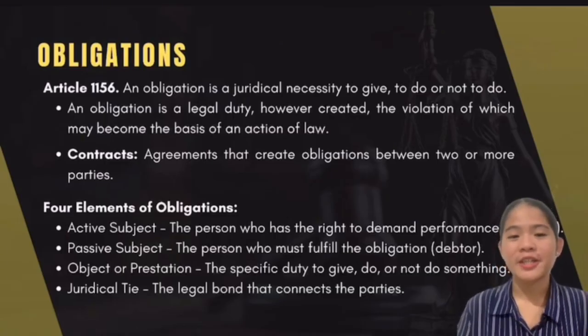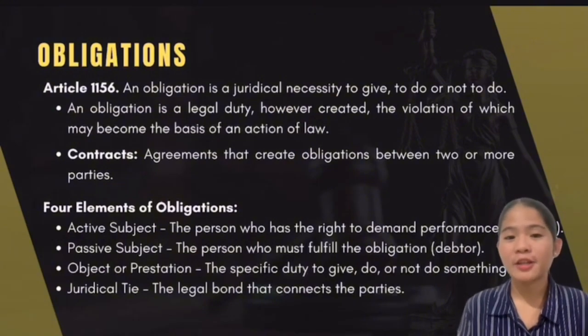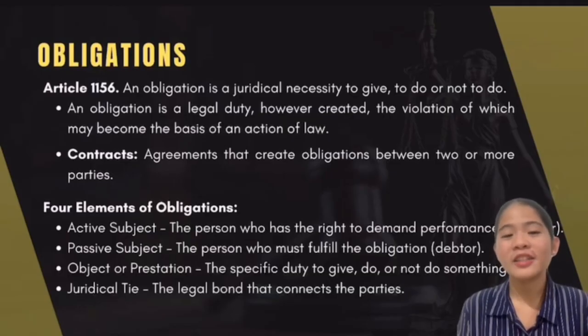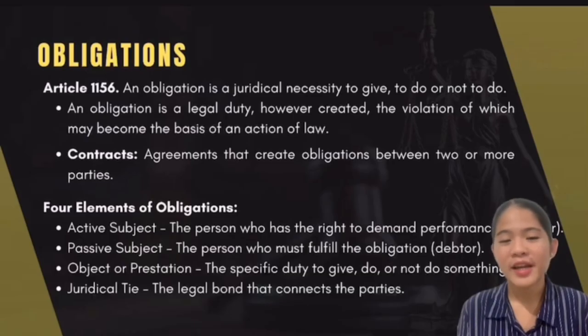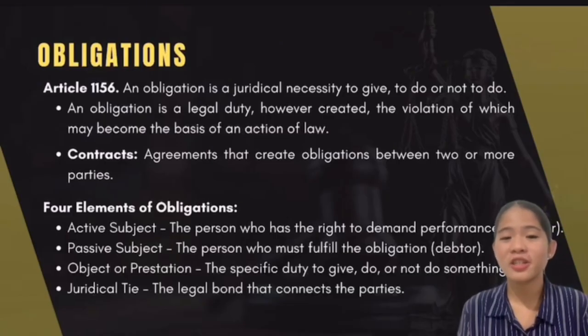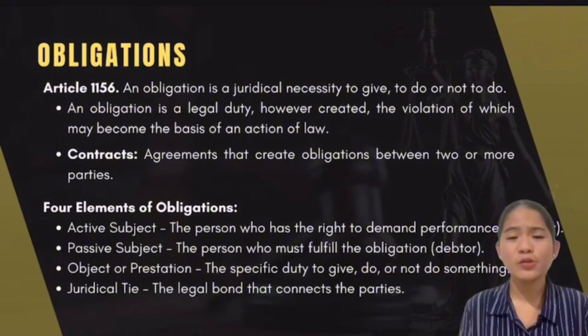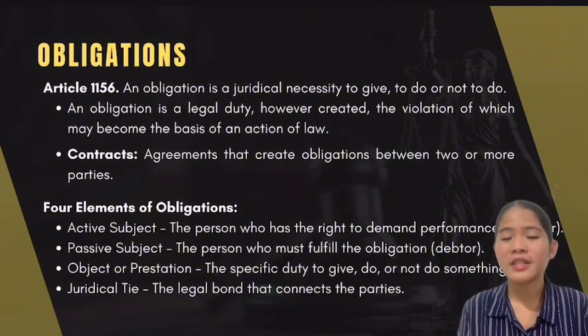Elements of an obligation. Every obligation has four key elements. The active subject is the one who has the right to demand something, like a hotel guest expecting a reserved room, while the passive subject is the one responsible for fulfilling the obligation, like the hotel providing you a room. The third one is the object, or the prestation, which is what needs to be delivered, such as the room itself. And lastly, the juridical tie, the legal bond that connects the parties, such as the booking confirmation. Without these four elements, an obligation does not exist.